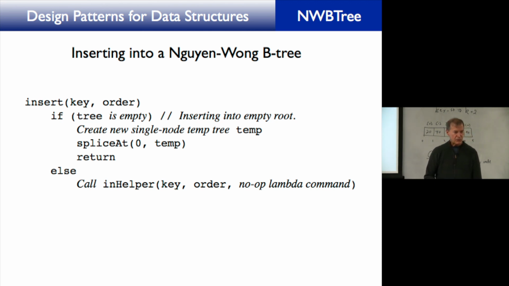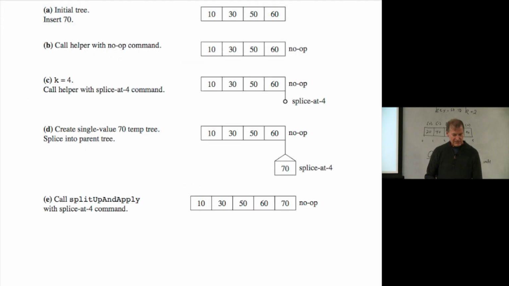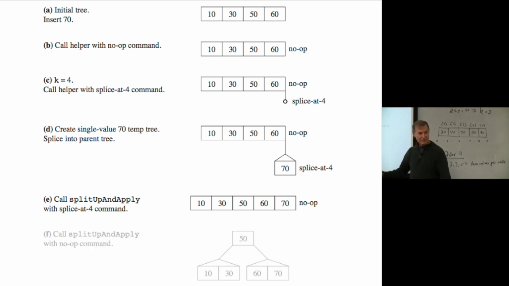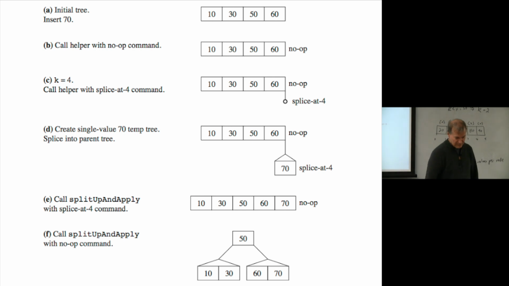5 divided by 2 is 2.5. The floor of that is 2. So it's going to split up at 2. So this is 0, 1, 2. That's the 50. Are you with me? And so it's going to split up. And then it's going to execute the command. But what's the command? No-op. So, boom. There it goes.